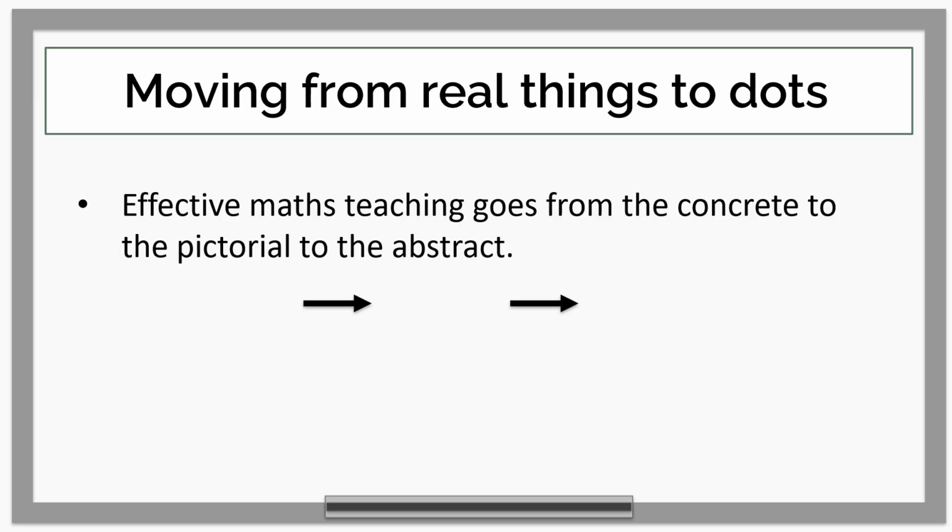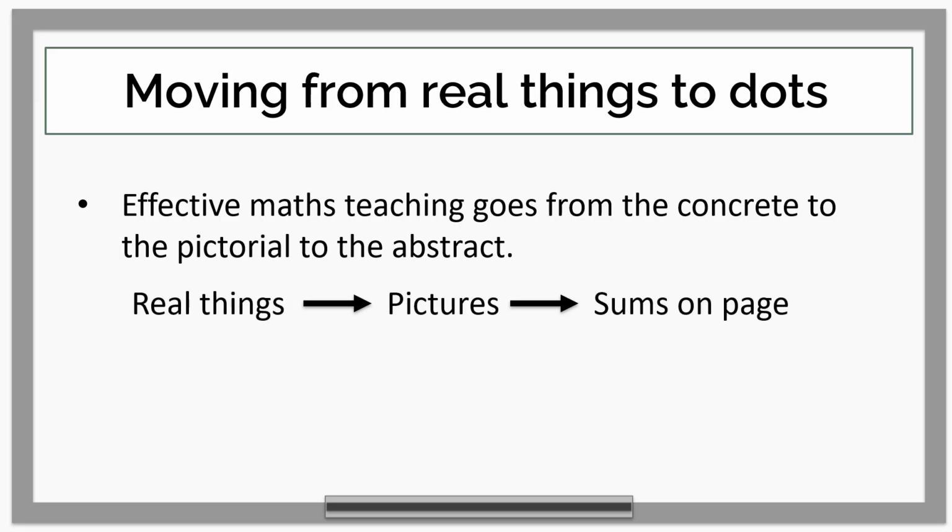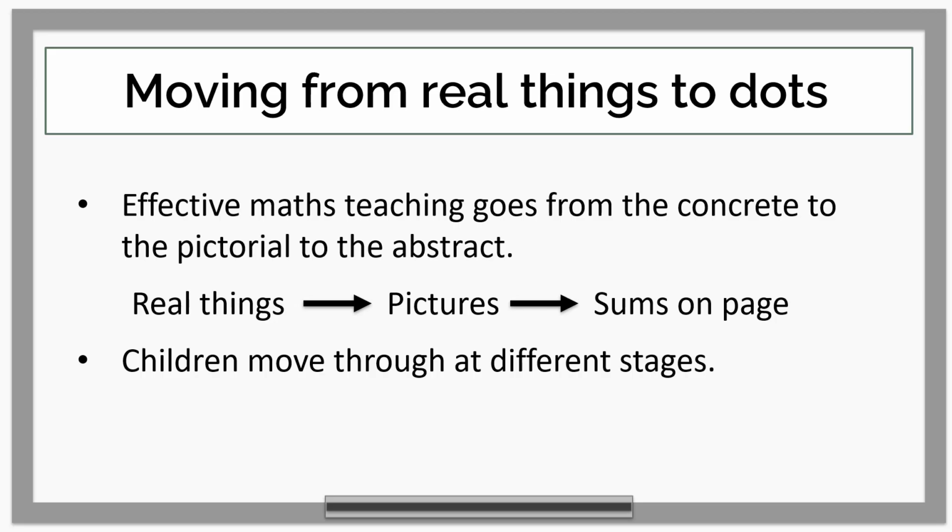So effective maths teaching goes from the concrete to the pictorial to the abstract. It's important for children to be able to move their understanding from real things through to pictures and then through to just sums on the page. Children move through these stages at different speeds. Dots can be helpful when we're making that transition from real things, and it is useful for helping children who might find maths difficult to conceptualize the sums that we are talking about.